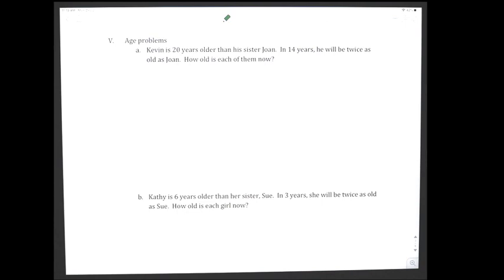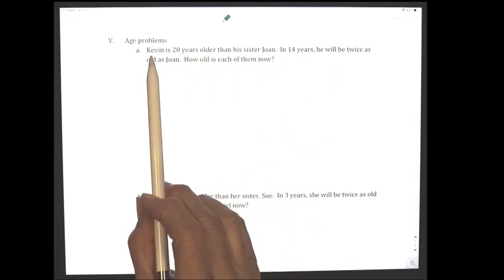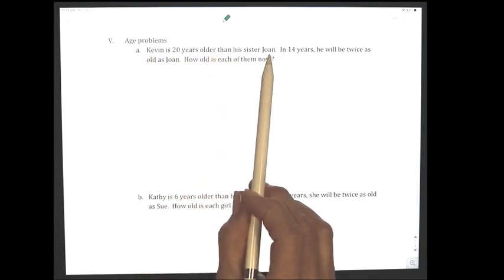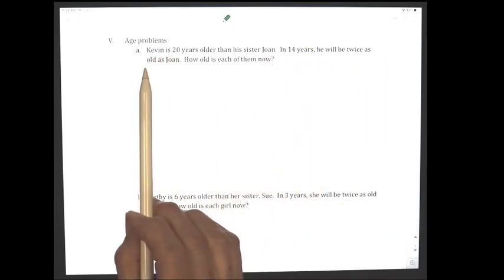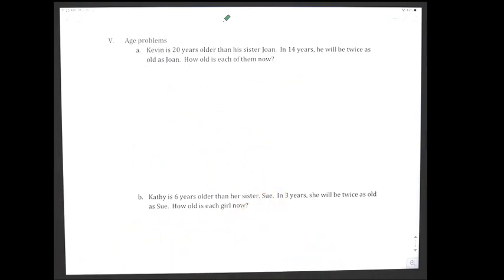I like to do a little bit of a chart. Sometimes charts help me get organized. So let me read the problem, and then I'll show you how I'm going to set up a chart. We have two people here, Kevin and Joan. Kevin is 20 years older than his sister Joan. That's a lot older than your sister. In 14 years, he will be twice as old as Joan. How old is each of them now?